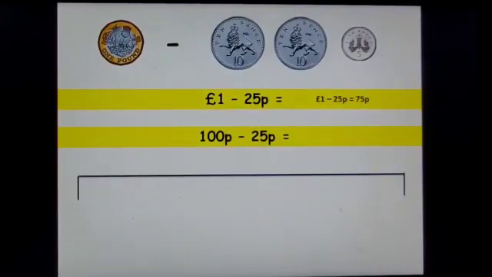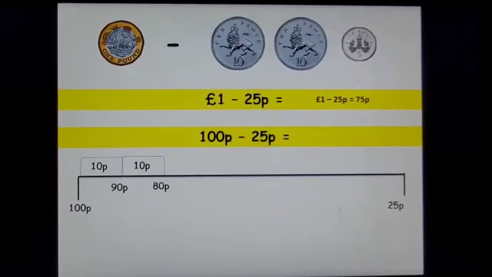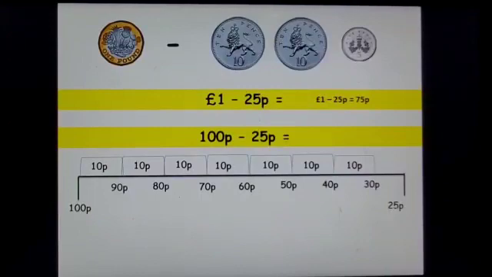Let's just try the other way, where we're going to count down this time. So I start at my 100 and I count down until I get to my 25 pence. Because we're starting with a whole decade number, I'm going to count down in tens. So if I take 10 pence away, I've got 90 pence. Another 10, 80 pence, 70, 60, 50, 40, 30.